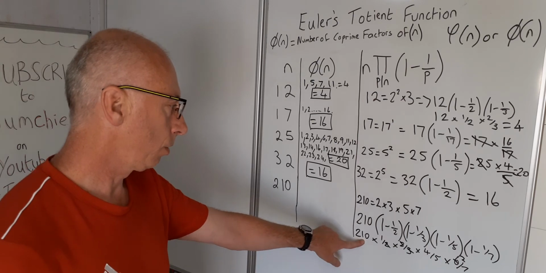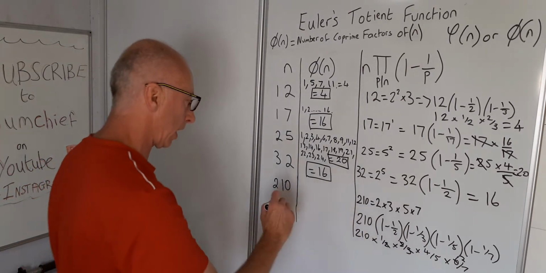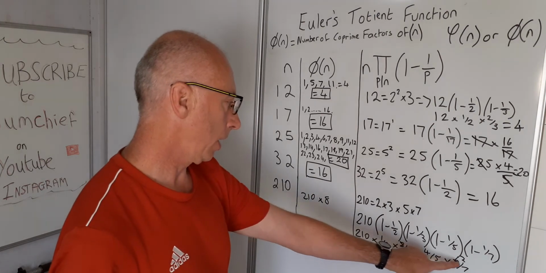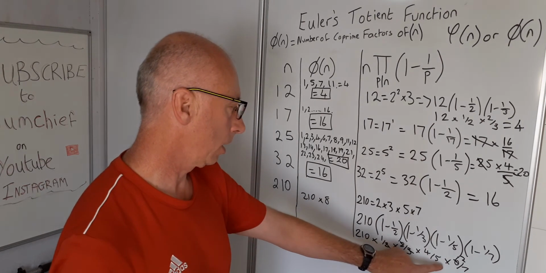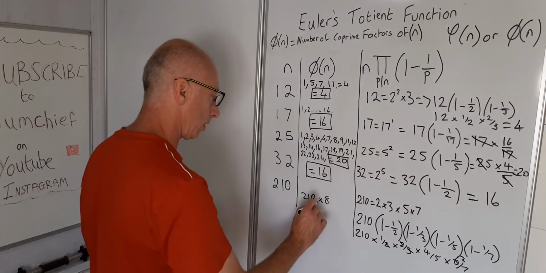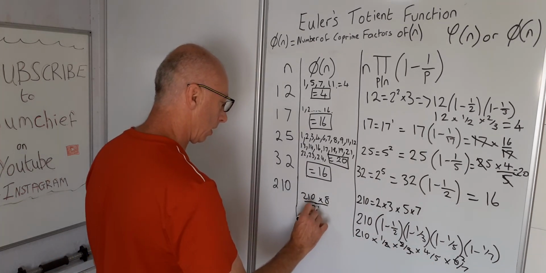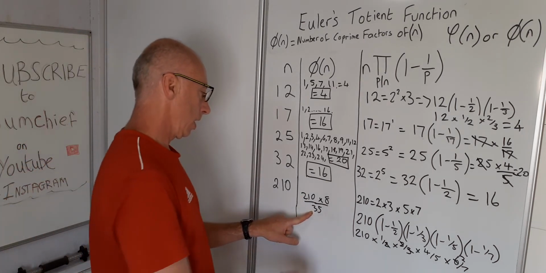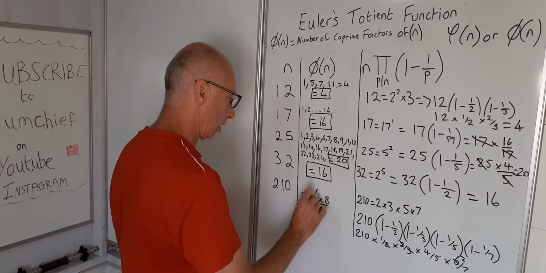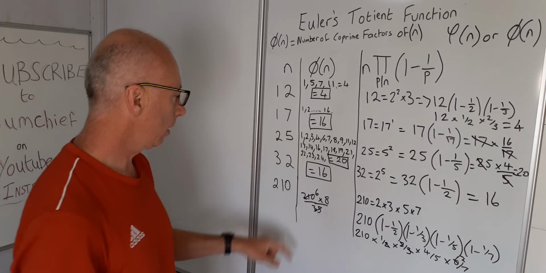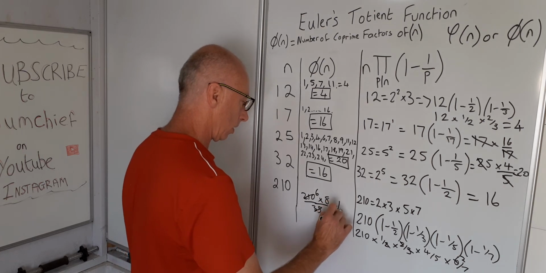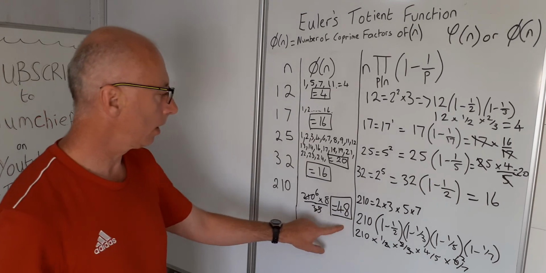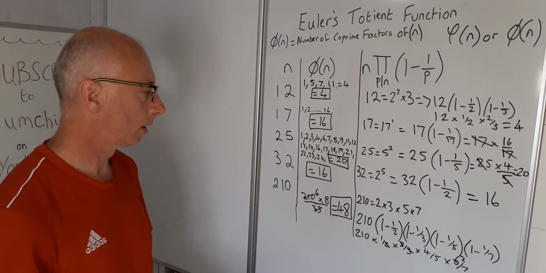Then that will leave us with 210 times 8. Let's just bring that over here. 210 times 8, that's all we've got left on the top. And in the denominator, 5 and 7, that's 35. So we can divide all this by 35. 210 divided by 35 is going to be 6. So therefore 6 times 8, it's going to give us 48. So Euler's totient function for 210 is going to give us 48. Okay.